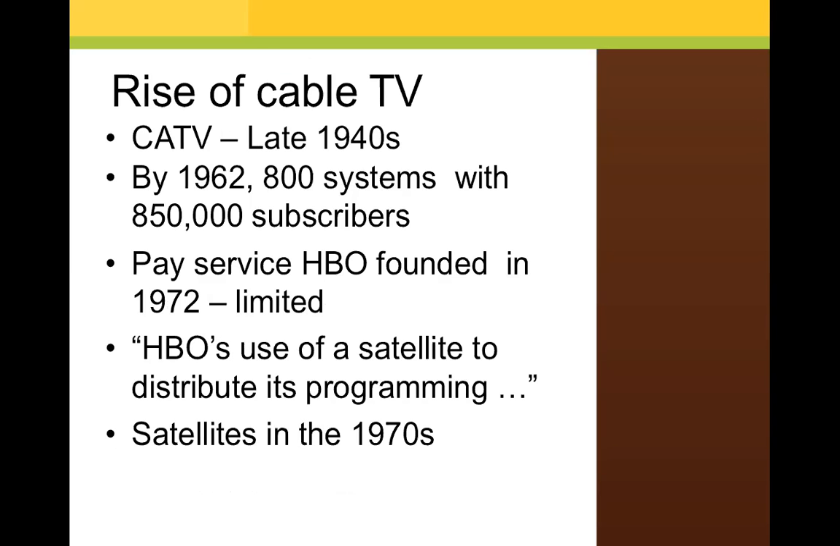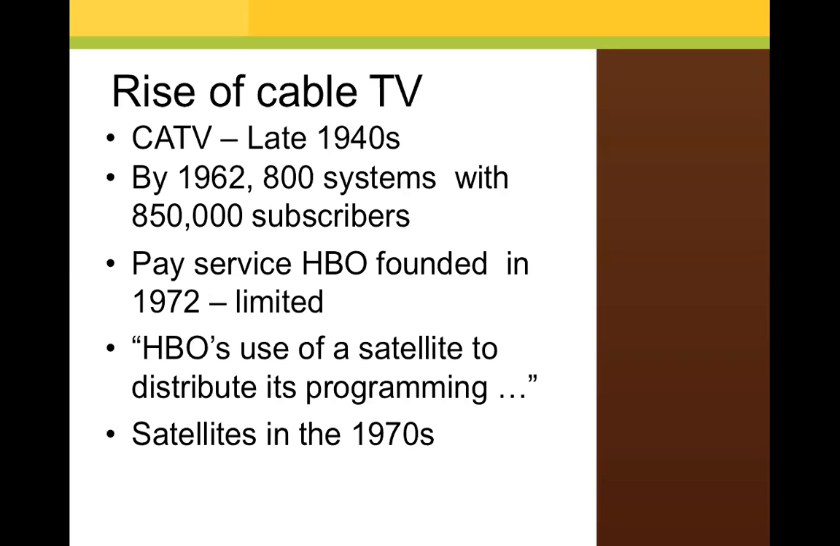What about cable TV within all of this? Well, community antenna television started in the late 1940s, right along with the first television systems. Our book tells us a bit more about that. By 1962, there were 800 systems with about 850,000 subscribers. And those were not based on what we know of as cable TV now because there was no satellite distribution. But pay service HBO was started in 1972.